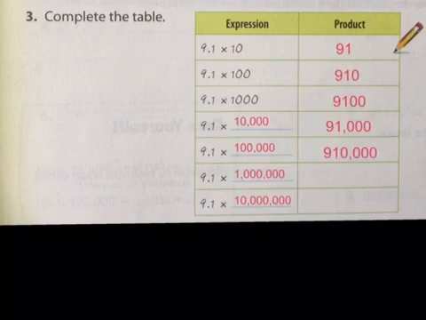5 zeros, it moved over 5 times. 6 zeros, it'll move over 6 times, and it'll give you 9,100,000. Okay, now we have 1, 2, 3, 4, 5, 6, 7. Now we're going to move it over 7 times, and we get the number 91 million. So this is how we write the numbers. This is standard notation. And over here, this is not quite scientific yet, because in order to turn this into scientific notation, we have to use exponents instead of zeros.